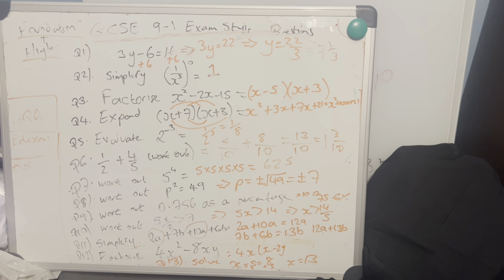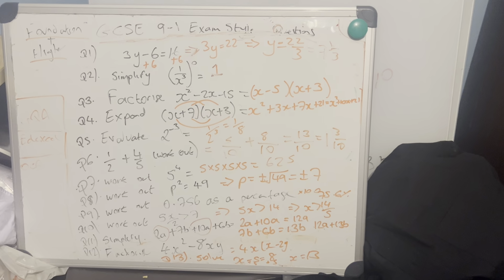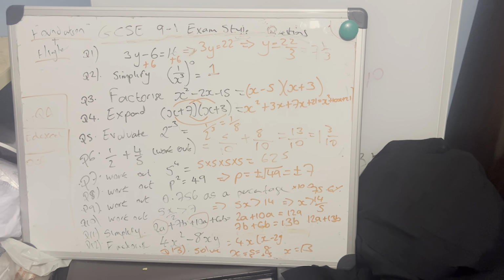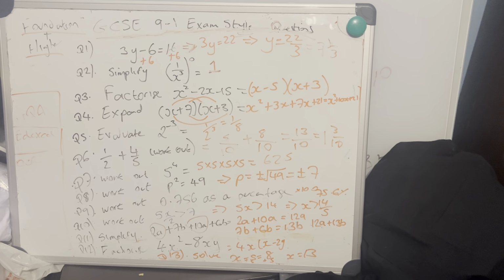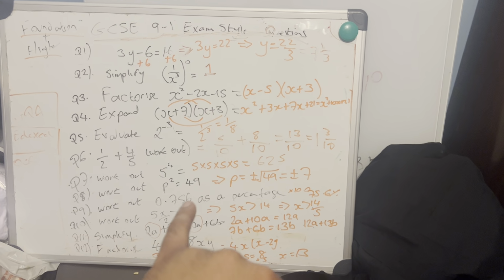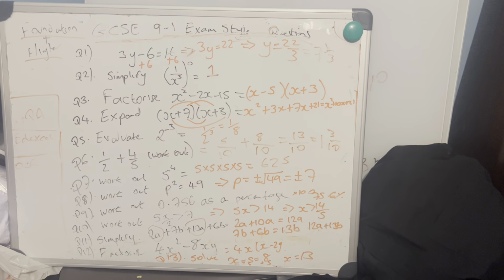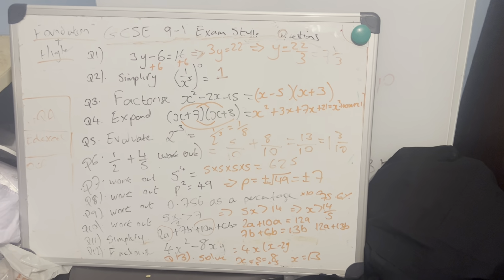This is question number 9. Work out 0.756 as a percentage. Well, timesing it by 100 from a decimal to a percentage, I get 75.6 by moving the decimal point 2 places to the right.